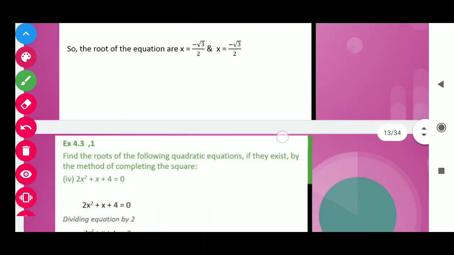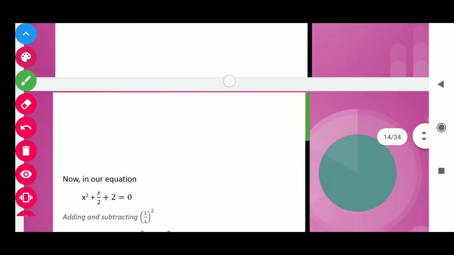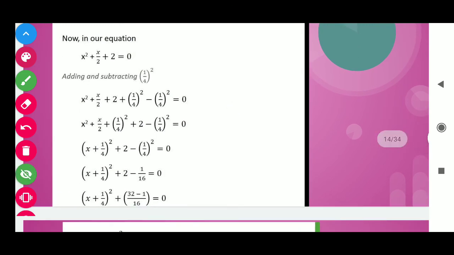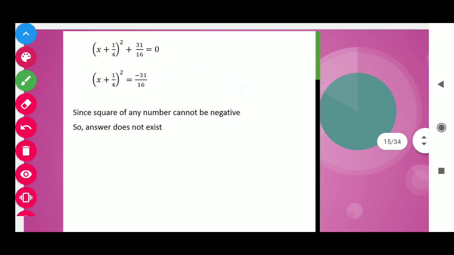Now students, here we have the last part, the fourth part. I'm sharing this one. This is a similar question to the ones we have discussed. Here 2x squared plus x plus 4 is equal to 0. You can see that first we make the coefficient of x squared unity, and after that take half the coefficient of x. We get 1 over 2 as the coefficient of x, and by halving we get 1 over 4. In this way, by adding and subtracting the same number we will complete the square, and by calculating this one we get the required roots.